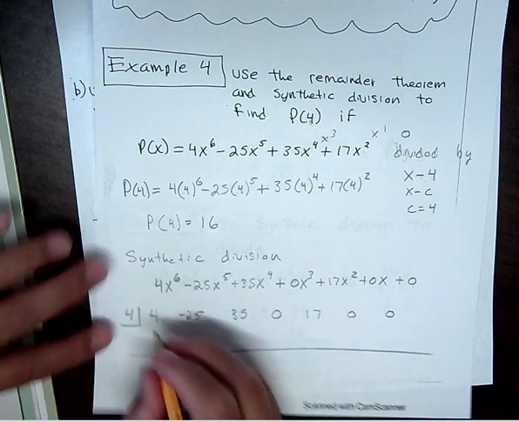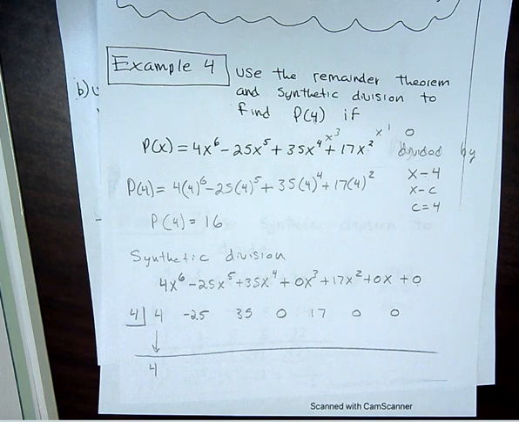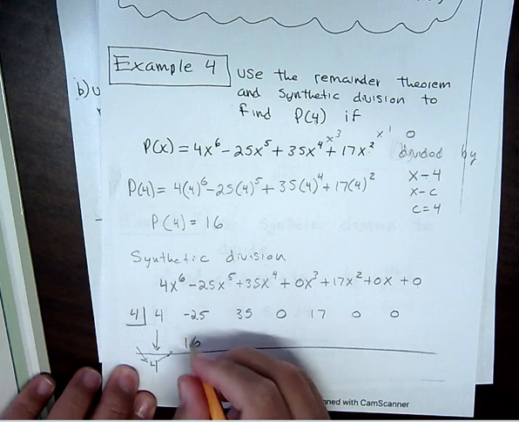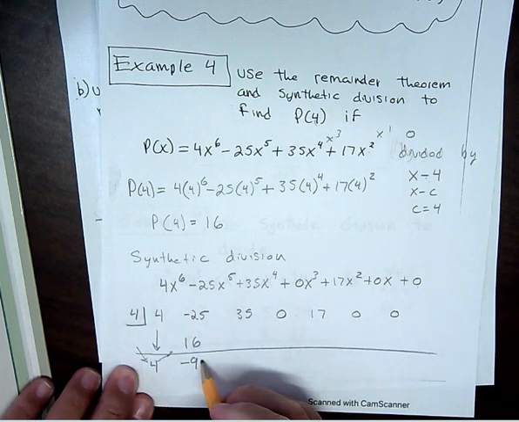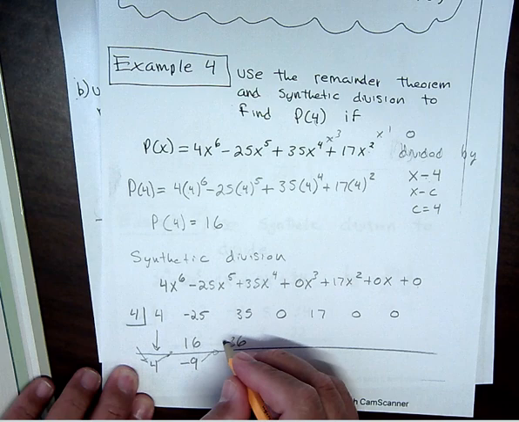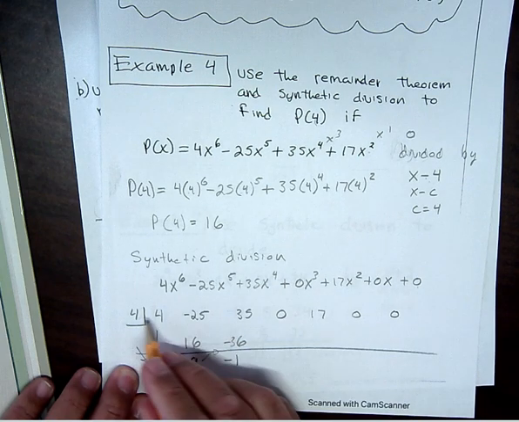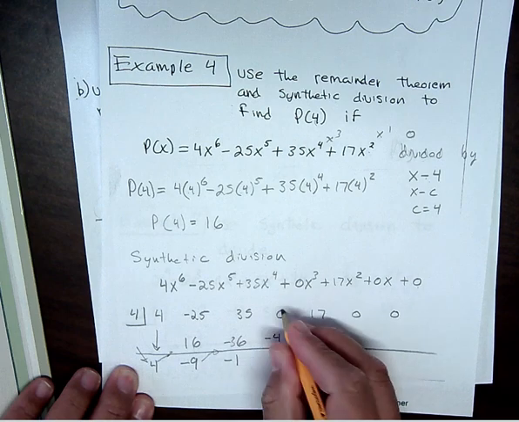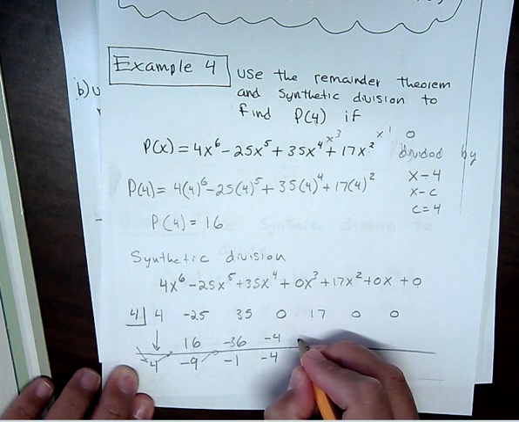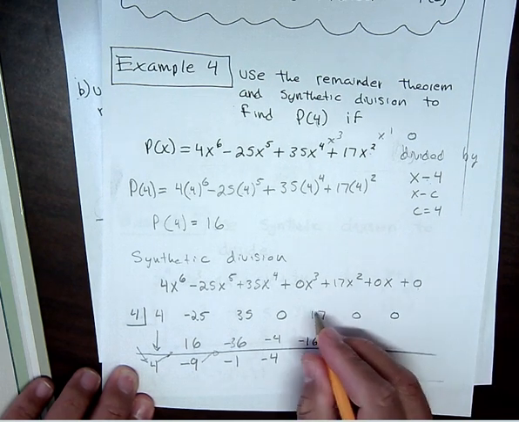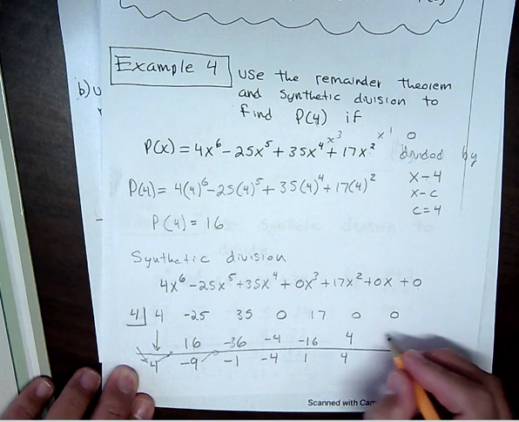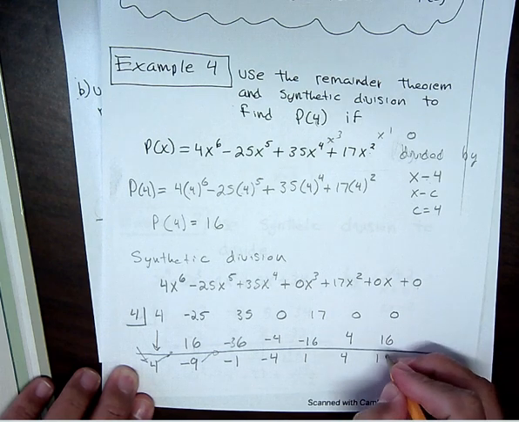Okay, so bring down the 1, and then start multiplying. 4 times 1 gives you 4, negative 25 plus 4 would be negative 21. Then 4 times negative 21 would give you negative 84. 35 plus negative 84 gives you negative 49. 4 times negative 49 gives you negative 196, and 0 plus negative 196 is negative 196. 4 times negative 196 gives you negative 784, and 17 plus negative 784 is negative 767. Continuing this way, the last multiplication and addition leave us the final number, the remainder.